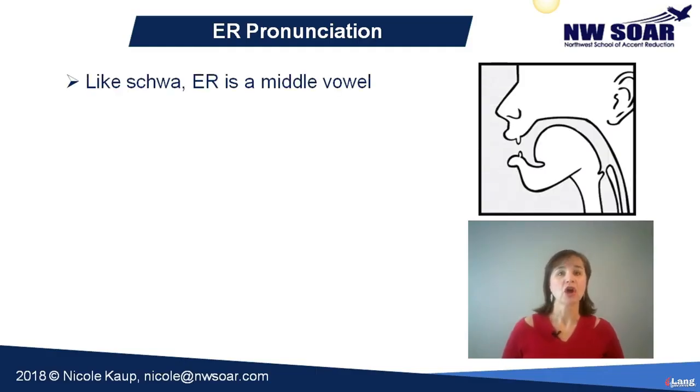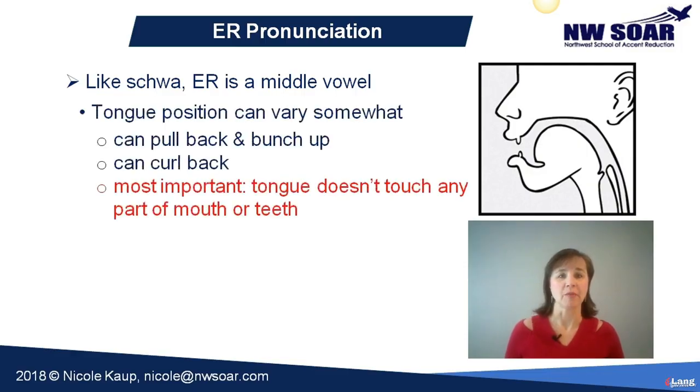Like the schwa, is a middle vowel. Your tongue position can vary somewhat. It can pull back and bunch up, as you see in the photo, or it can curl back. It doesn't really matter whether your tongue tip is up or whether it's down. The most important thing about this sound is the tongue does not touch any part of the mouth or the teeth. It should not touch the roof of your mouth.